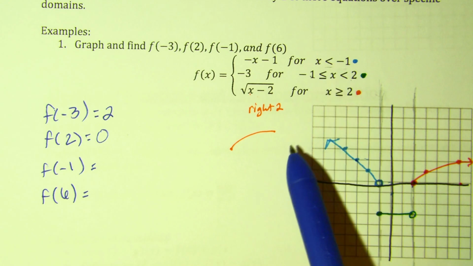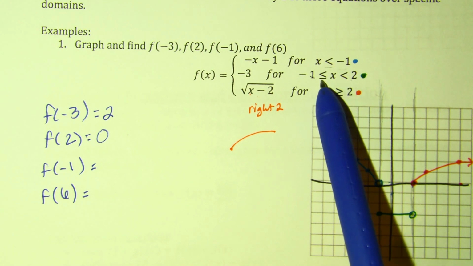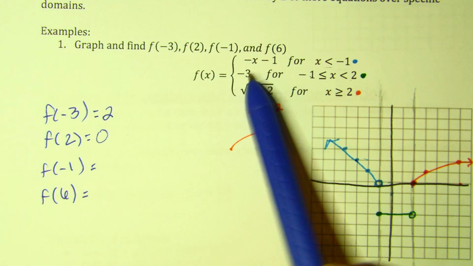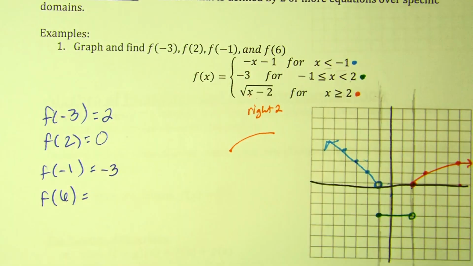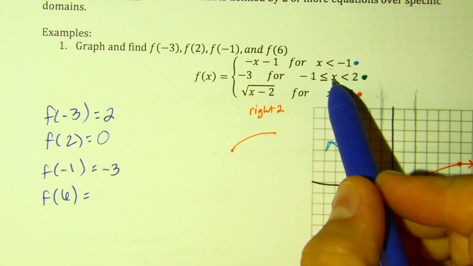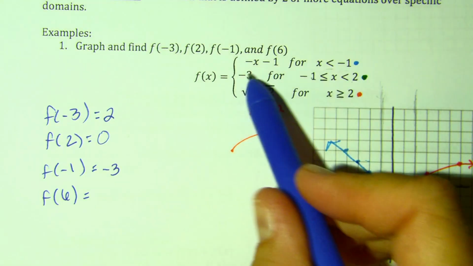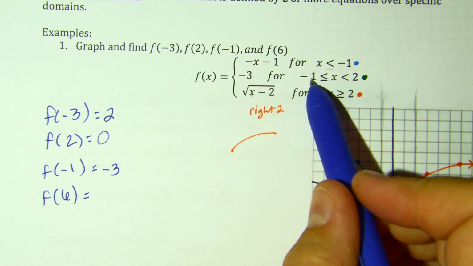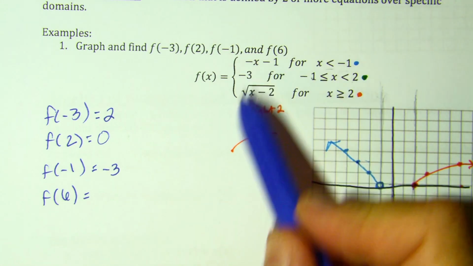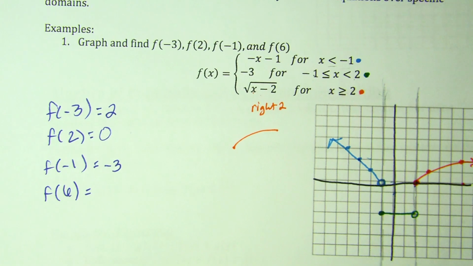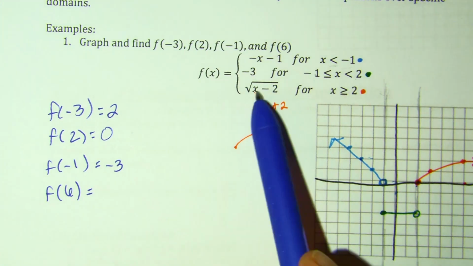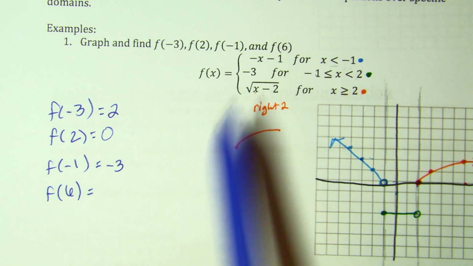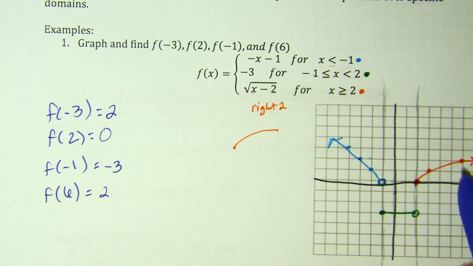Negative 1. Well, negative 1 is not equal to here. It's strictly less than negative 1, but it is equal to here. So I could go to this equation, but there's no x value for me to plug into. It's just negative 3. If I got 0 in this interval, it would be equal to negative 3. If I got positive 1 in this interval, it would be negative 3. Anything between negative 1 and 2 is going to give me a value of negative 3. And if I plug in 6, again, 6 is greater than 2, so I could plug in here. 6 minus 2 is 4, square root of 4 is 2, or I could look at my graph.